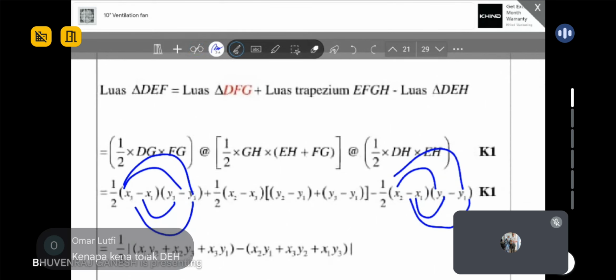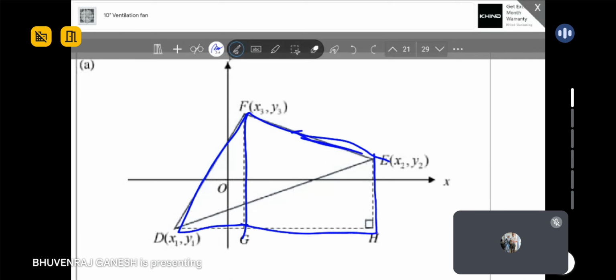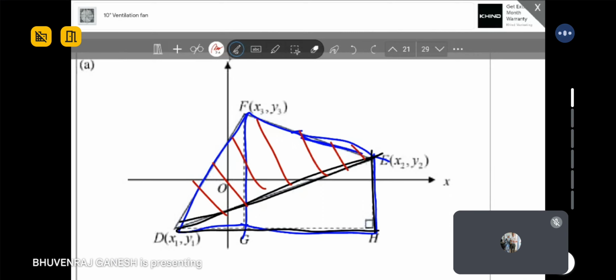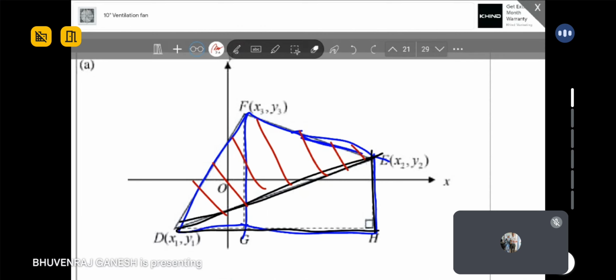Okay? Kenapa kena tolak DH? Sebab, okay, kamu nampak yang ni. Kamu nak cari yang ni kan, biru punya. Betul? Okay, so macam mana dapat biru punya? Kamu kena ambil yang ni, tambah yang ni, trapezium. Tolak apa? Tolak segitiga kan? Kat bawah ni, DEH. Boleh nampak tak? Then kamu akan dapat yang ni, DEF. Okay? Boleh faham, Omar? So basically dia macam konsep total minus yang baki lah untuk dapat yang merah punya.